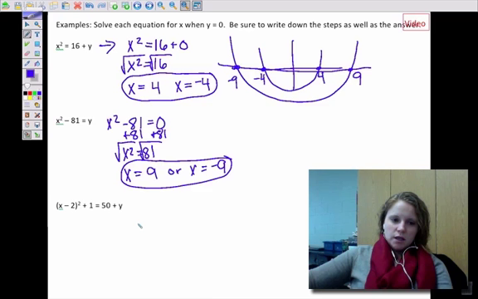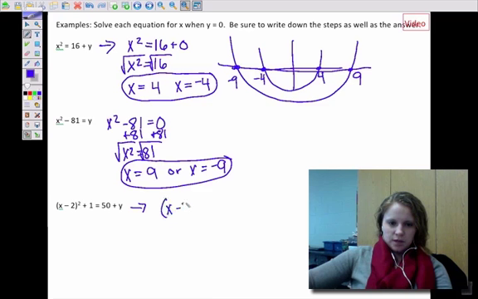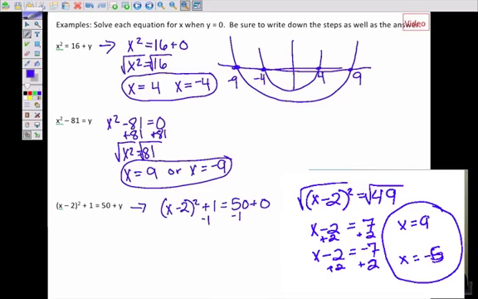Okay? Moving on, this one looks a little more complicated, so let's first plug in 0. So we have the quantity x minus 2 squared plus 1 equals 50 plus 0. Okay, if I subtract 1 from both sides, then we have the quantity x minus 2 squared equals 49. Now right here we can't do anything inside this parentheses before we get rid of this exponent. So I'm going to square root both sides, and the square root of x minus 2 squared is just going to be x minus 2. The square root of 49, however, is either 7 or negative 7.